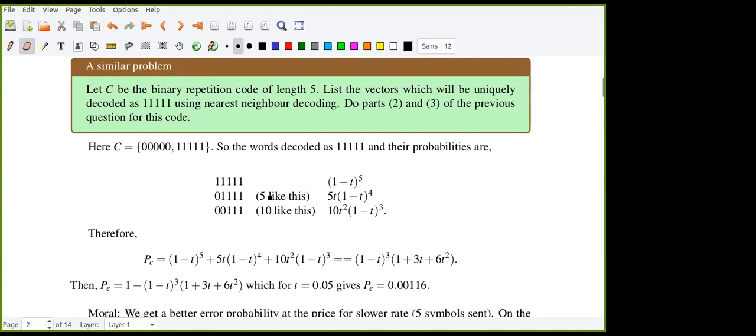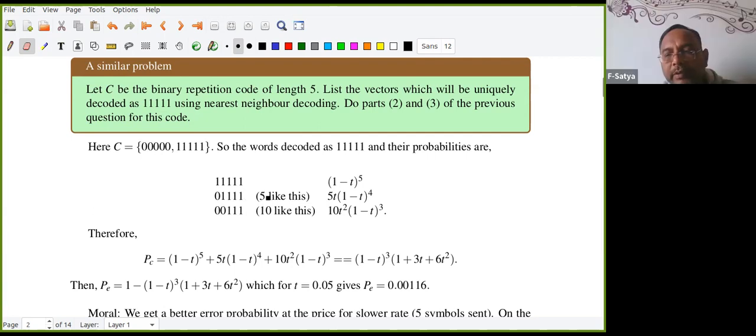The 0 can be in one of the 5 places. Yeah. But how many errors? Only one wrong received, and the remaining are correctly received. So 5 of them are there. So 5t into (1 minus t) power 4. Now 2 of them. Now see, suddenly 2 errors have happened. So 10 like this.